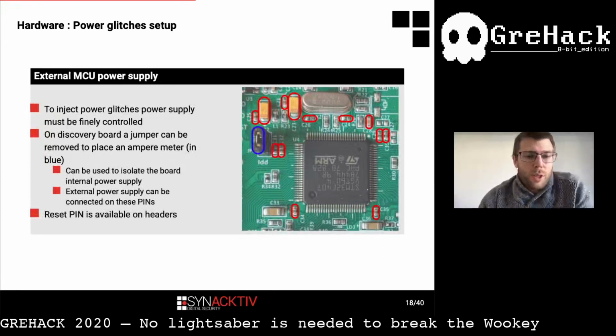To inject a fault, we need to be able to inject a very short and precise power pulse. So to do that, we have to modify the hardware. First, we need to control the MCU power supply. On discovery boards, you can see there is a jumper in blue, which is used to measure power drawn by the MCU. So we can just remove the jumper and connect our power supply on the pin. And to do the attack, we also need to control the reset pin, which is accessible on the discovery board.